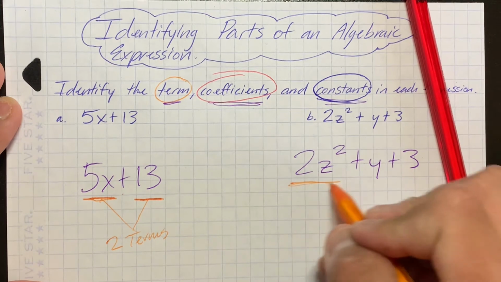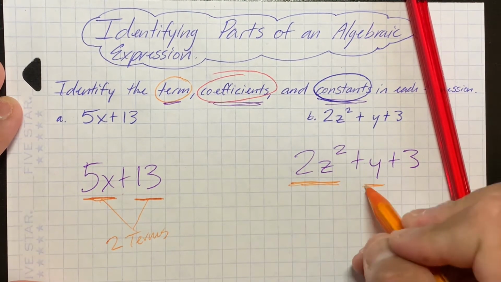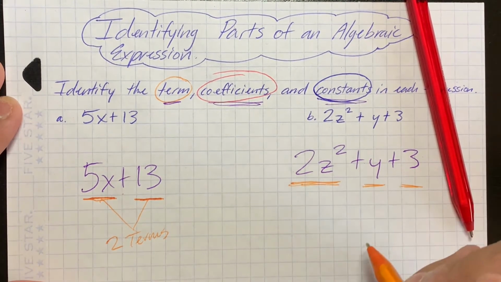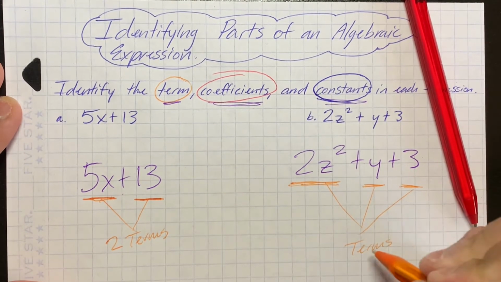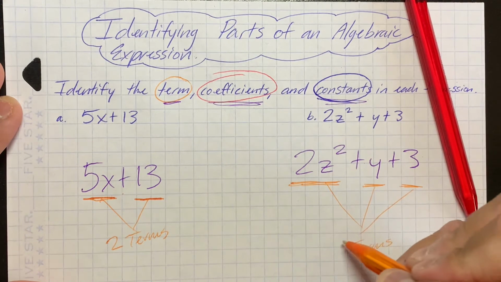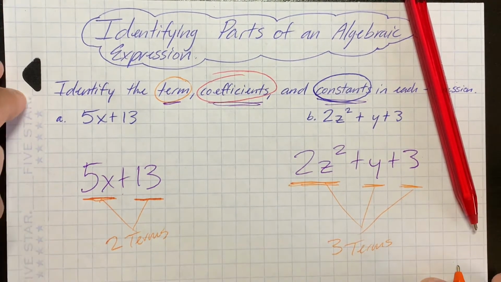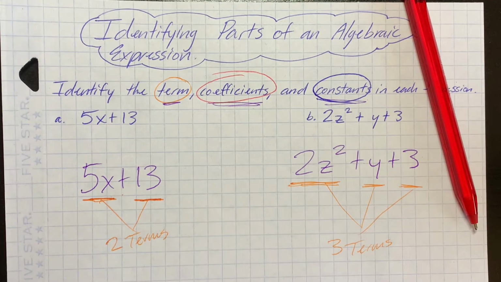So 2z squared is one term, y is another term, and 3 is the third term. So these are the terms, and for this algebraic expression there are 3 terms. Alright, so we found the terms for each expression.